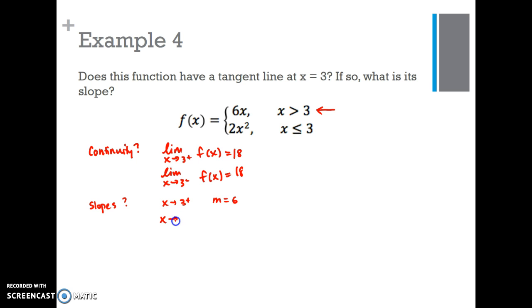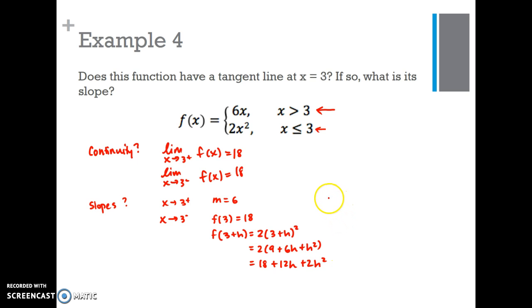As x approaches 3 from the negative direction, we're going to use the other piece of the definition, and that is a curvy line, so we have to use some calculus. So we have f of 3, which would be 18, and we have f of 3 plus h, and that would be 2 times (3 plus h) squared, which would be 2 times (9 plus 6h plus h squared), which would be 18 plus 12h plus 2h squared.